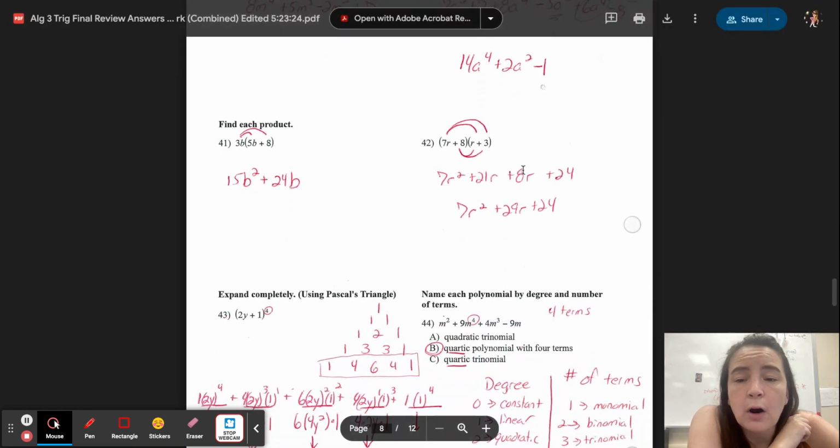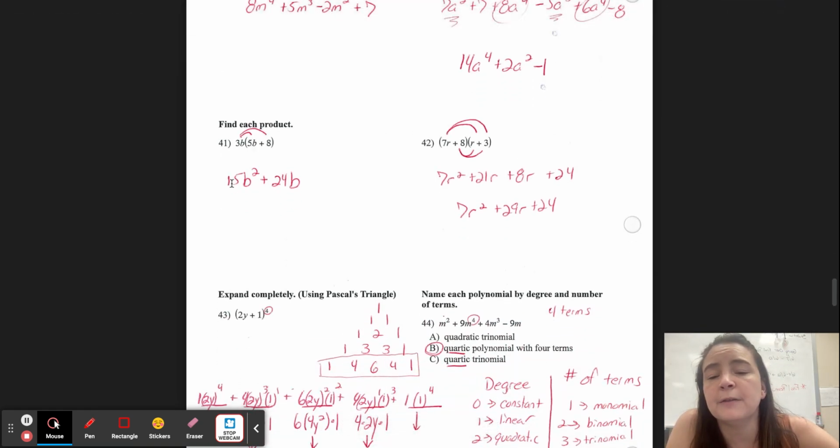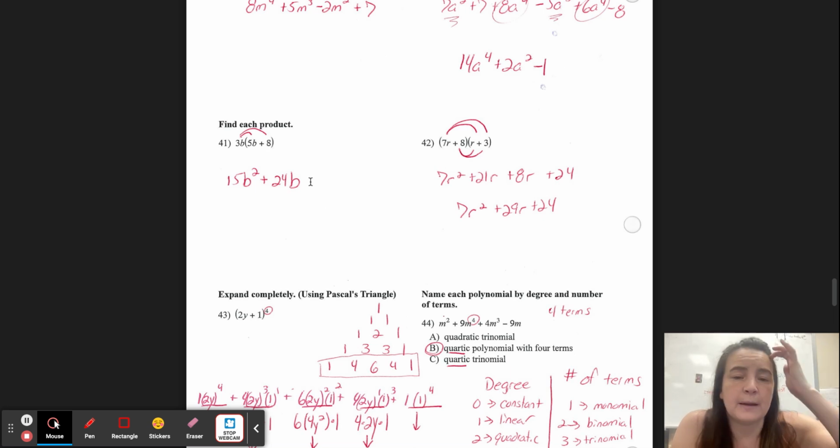Now, in these, you are multiplying, so go ahead and distribute. 3b times 5b is going to be 15b squared. 3b times 8 is going to be 24b. For number 24, you could go ahead and distribute or FOIL, whatever works for you. Now, after I do my multiplication, so you see me doing the multiplication here, then I am adding.